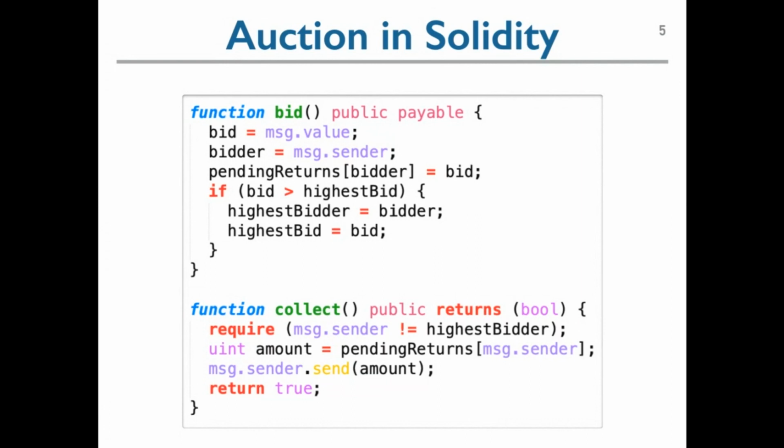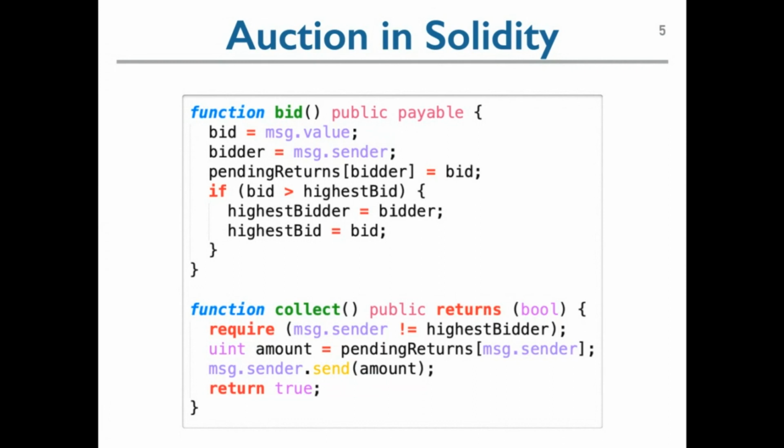The first is the bid function, which handles the bidding phase of the auction in which the bidders place their bids into the auction. So here you compute the value of the bid and the address of the bidder. You store it in a local dictionary called pending returns, which is stored at the auction. And you check if the bid is greater than the highest bid, then you update the highest bidder and the highest bid. So that's the bidding phase.